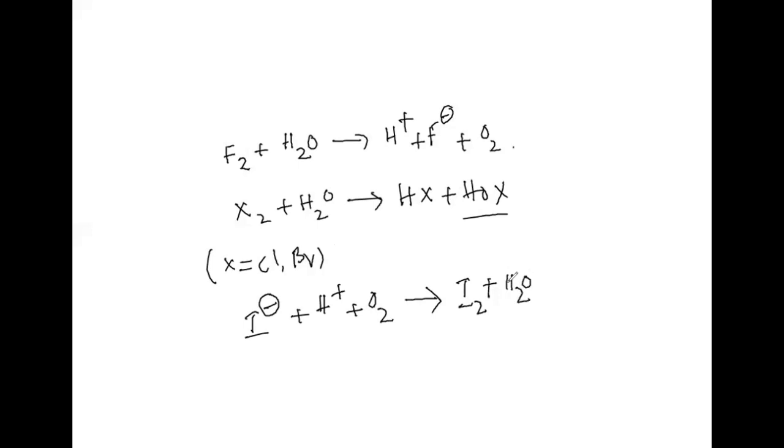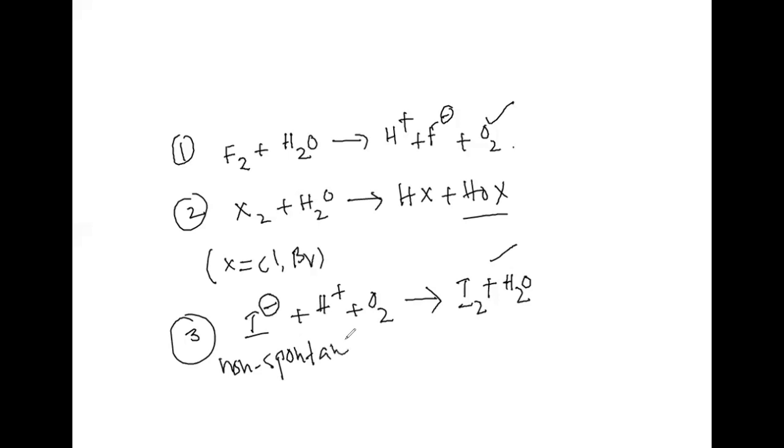See, if you see this reaction and this reaction, this is just opposite to this. The first and third reactions, 1, 2, and 3. If you see here, 1 and 3 will be just opposite. This reaction we can call non-spontaneous, whereas the first reaction we can call a spontaneous reaction. Now, the oxidizing power we can take like F2 greater than Cl2 greater than Br2 greater than I2.